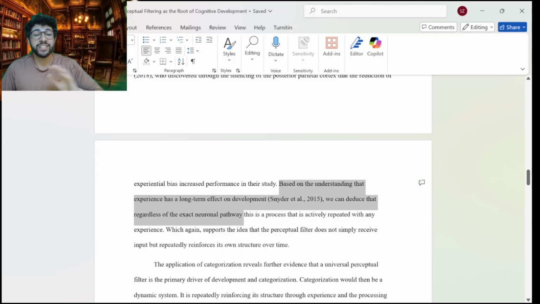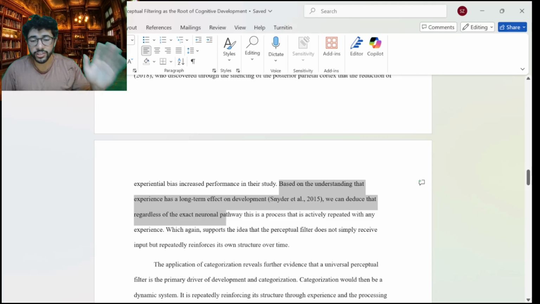Based on the understanding that experience has a long term effect on development, we can deduce that regardless of the exact neuronal pathway, because there is very clearly some debate on how this neuronal pathway works or where exactly it is, right? Or how it relates to different things, right? If you're talking about decision making, it's probably more in the frontal cortex. If you're talking about movement, it's probably going to be related more to the parietal cortex, of course, right? So that's kind of where it is, right?